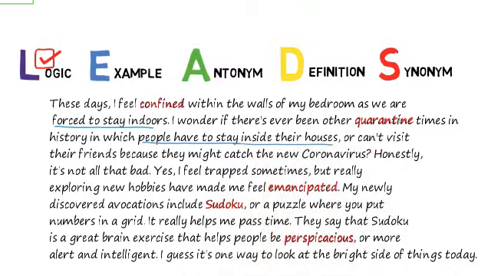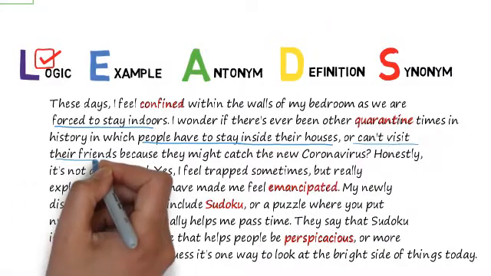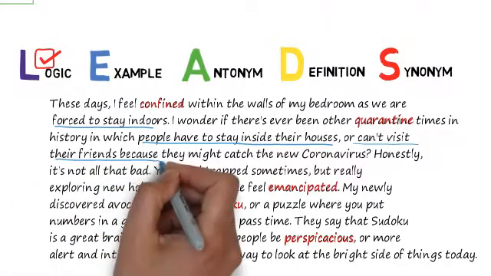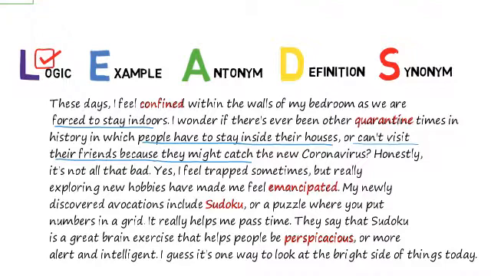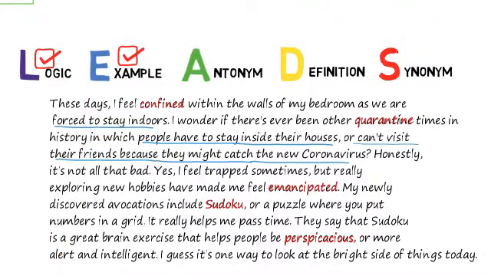Quarantine. If you look at this word, it's followed by examples of people who have been in quarantine, which is people have to stay inside their houses and can't visit their friends because they might catch a new coronavirus. These are examples of people being in quarantine. We used an example type of context clue to find meaning to the word quarantine.